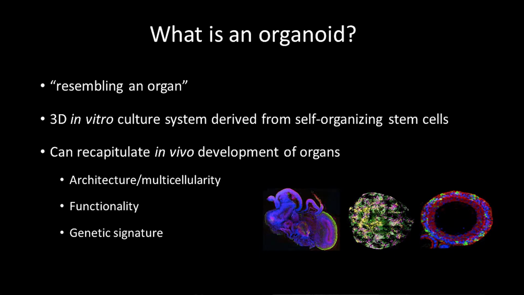I'm just going to give you a very brief introduction to what organoids are. An organoid simply means resembling an organ. Most traditional cell culture systems are two-dimensional, planar and static, as opposed to organoids, which are a three-dimensional in vitro culture system in which stem cells organize themselves to recapitulate, at least in part, the development of the organ, the architecture, functionality, and genetic signature of the original tissue.